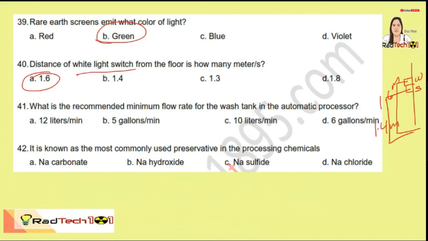Next, 41, what is the recommended minimum flow rate for wash tank and automatic processor? That is 12 liters per minute, or this is about 3 gallons per minute. 42, it is known as the most commonly used preservative in the processing chemical. So, na-mention ko na kanina, preservative is sodium sulfite.